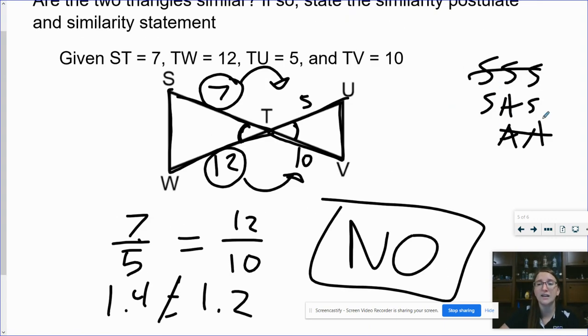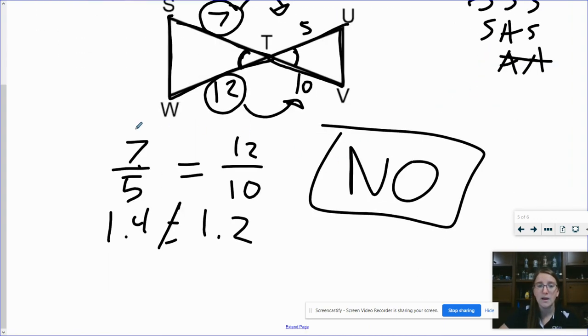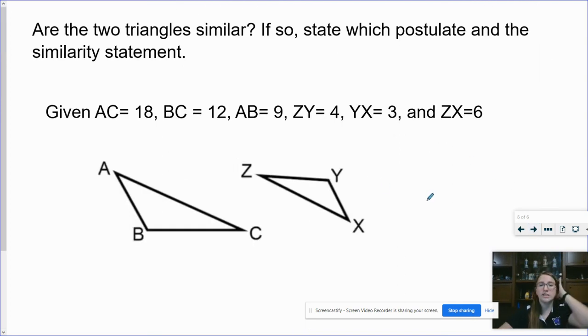Yes, we were checking for side angle side, but because this was not true, the answer is actually just no, and then we're done with the problem. Those triangles are not similar. Okay, so for the last one, same thing. Copy the picture, label the information, and keep going from there.